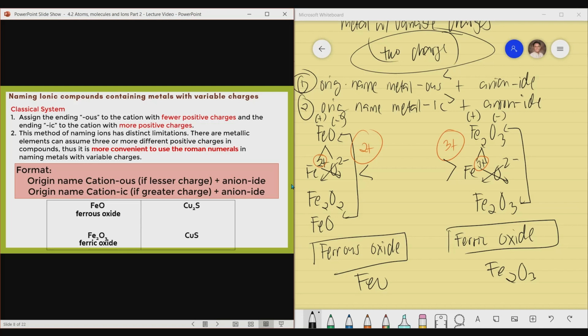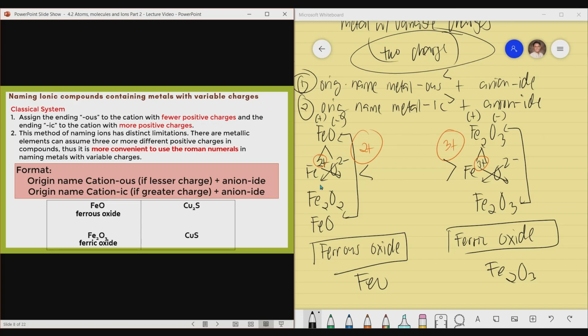Let me repeat. OUS ang ilalagay mong suffix kapag mas mababa. Ito, 2 plus, mas mababa yan. Fe2 plus. Ferric naman o IC ang gagamitin mo. Not ferric, but rather the suffix IC for the positive charge that is larger. Kaya po, ang challenge dito ay mas mahalaga o mas magandang mauna o malaman mo muna yung mga positive charge or yung mga variable charge.